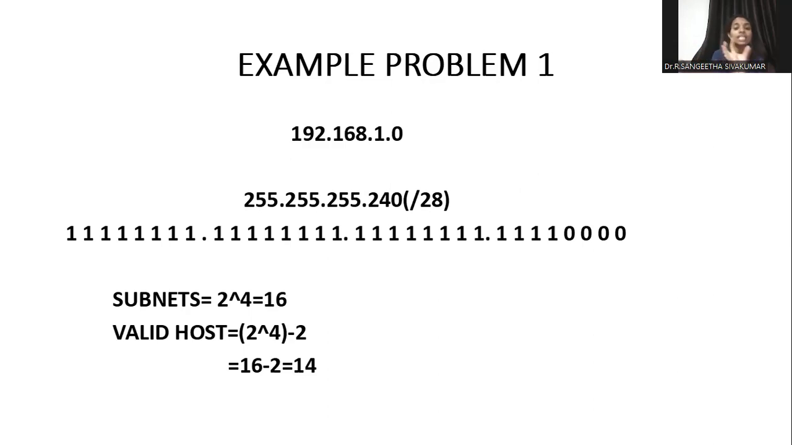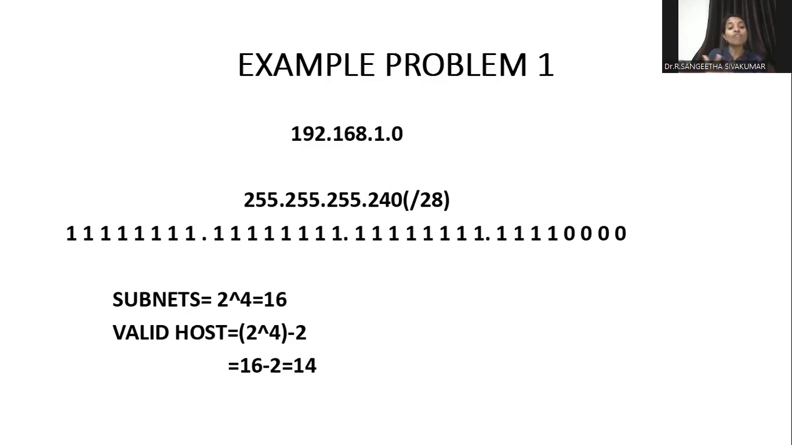So we can calculate the subnets. The calculation always begins like this: it is 2 power the number of bits, that is, the 1 bits in the host part. So there are 4 one bits. We can write it as 2 power 4, which gives you 16.